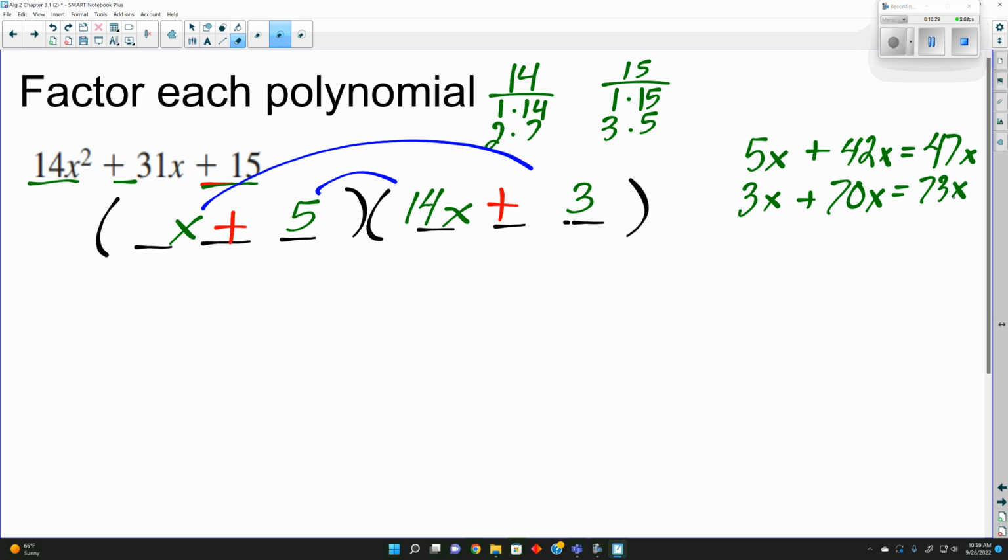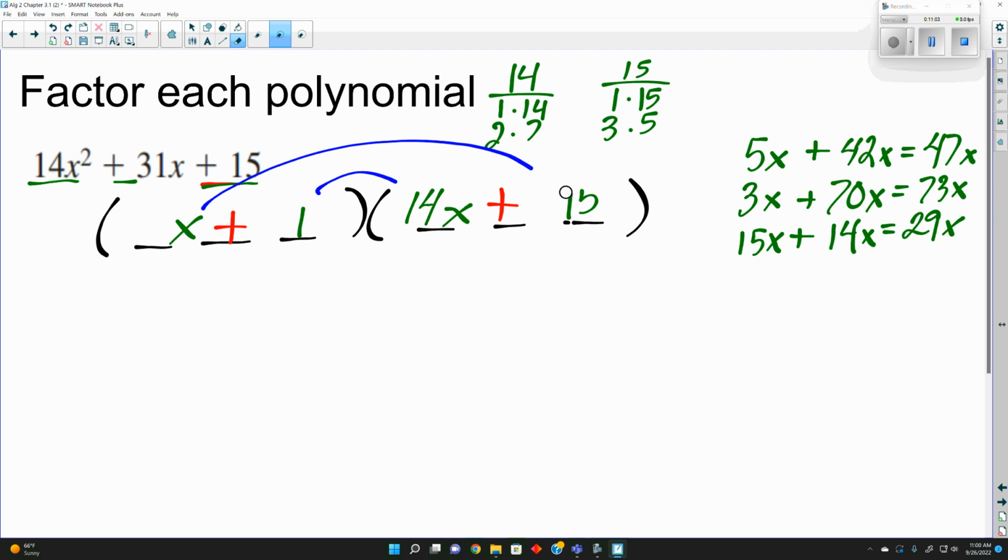Well, instead of the 3 and 5, we could switch it with 1 and 15. So we'd have 1 and 15. Well, x times 15 is 15x. 1 times 14 is 14x, which gives us 29x. Is that what we wanted? No, but it's close, isn't it?